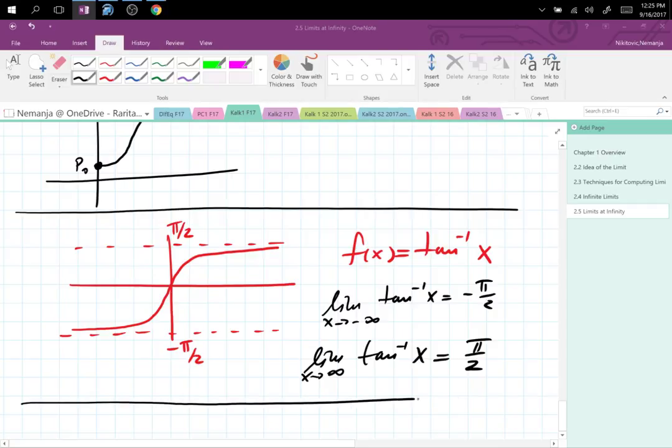This graph, and the limit of this, pops up over and over in calculus courses and differential equations, so deal with that now. Those are the horizontal asymptotes. Can you have more than two horizontal asymptotes? You think so? One, two.